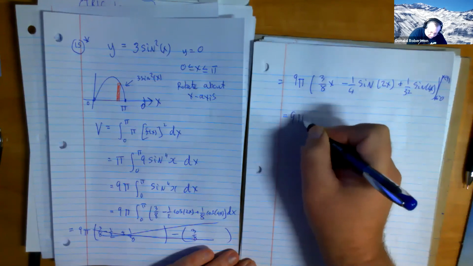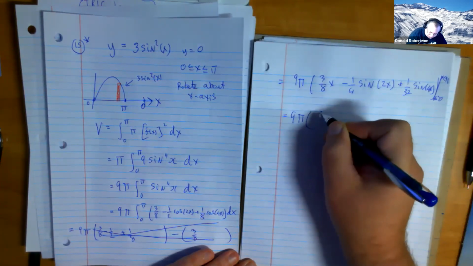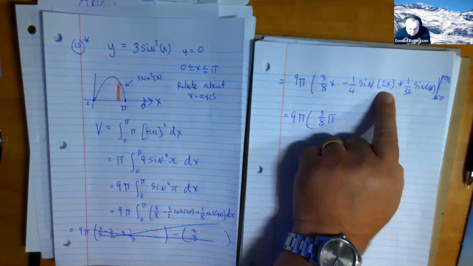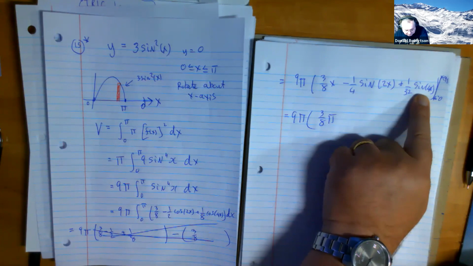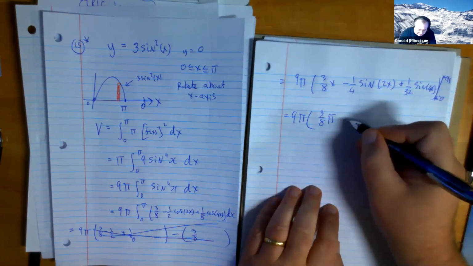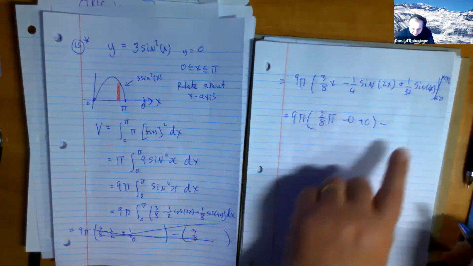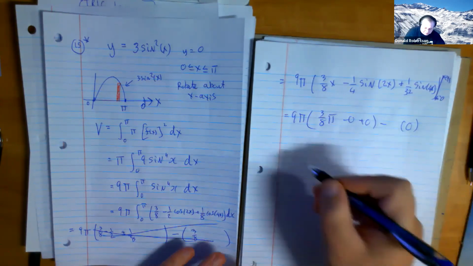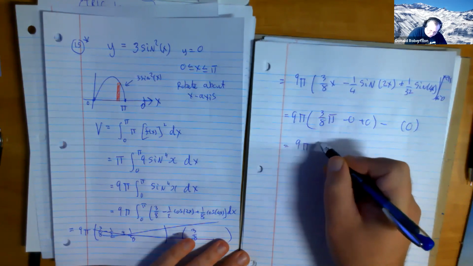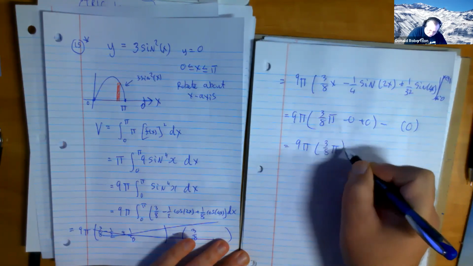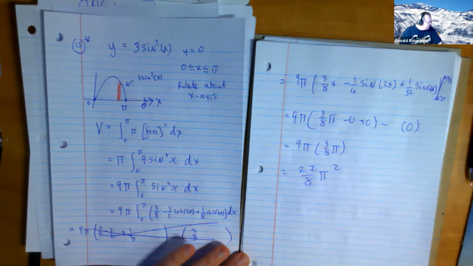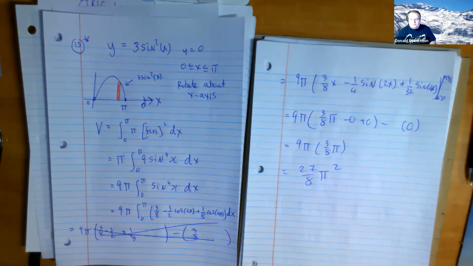Okay, so it's going to be 9 pi. Plug pi in here, you get 3x pi. Isn't the sine of 2 pi, 4 pi, 6 pi, 8 pi 0? So those two are zeros. Right, so take away 0 plus a 0 minus, when you plug in 0, that whole mess is 0. So all we're left with is 9 pi times 3x pi, which is 27/8 pi squared, which is actually the right answer, so everything's cool.